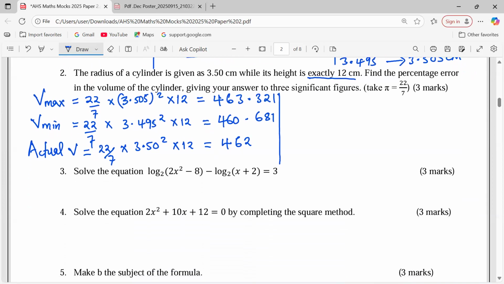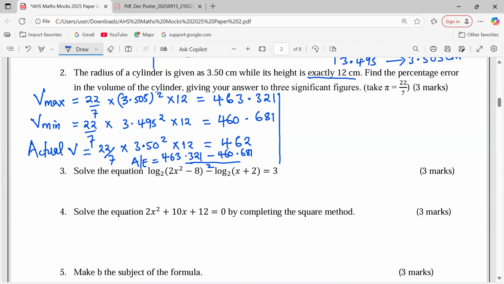absolute error in computation is usually given by maximum minus minimum over 2. So 463.321 minus 460.681. Then this now should be divided by 2. So what we get is the absolute error.